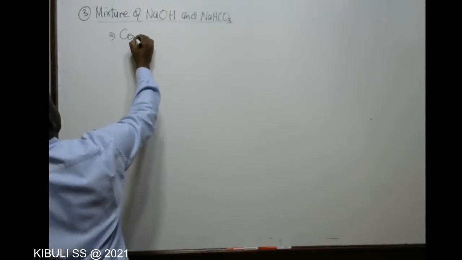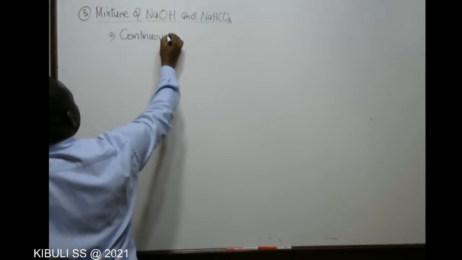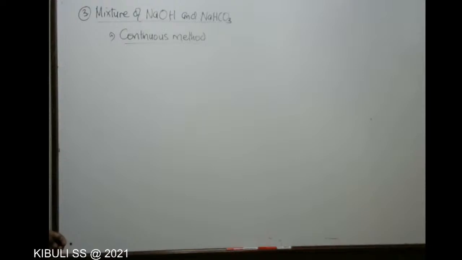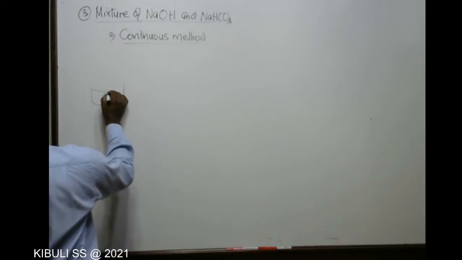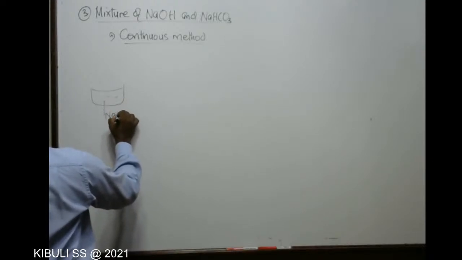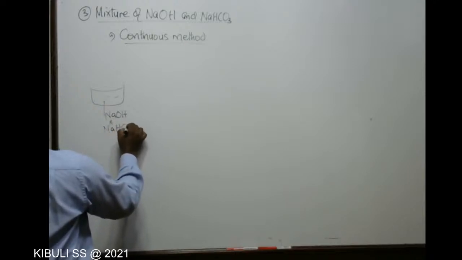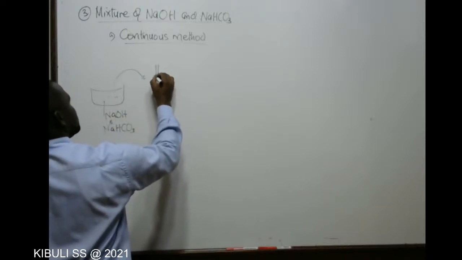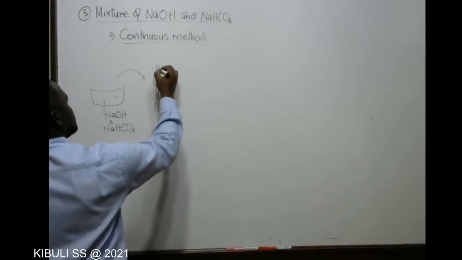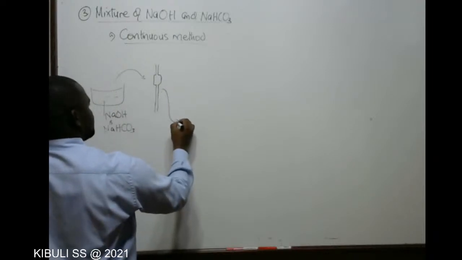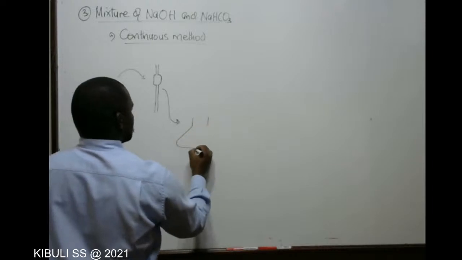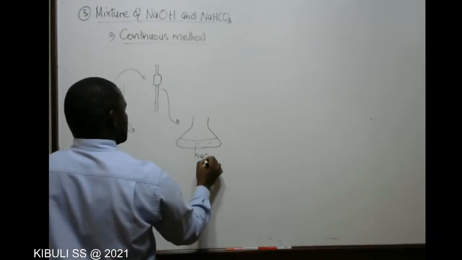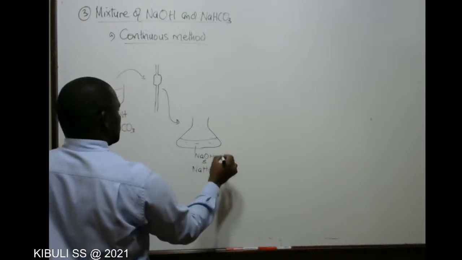The first one is the continuous titration method. Continuous method or continuous titration method. In this case, you have your mixture of sodium hydroxide and the sodium hydrogen carbonate, maybe in a beaker. Then you prepare from this mixture using your pipette, which can be of 25 cubic centimeters or 20 cubic centimeters or 10. Then you transfer this mixture into a conical flask. So this will still be a mixture of sodium hydroxide and sodium hydrogen carbonate.